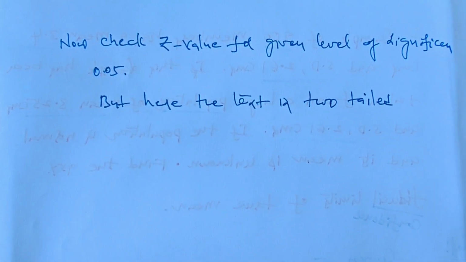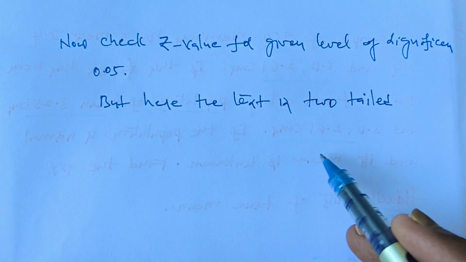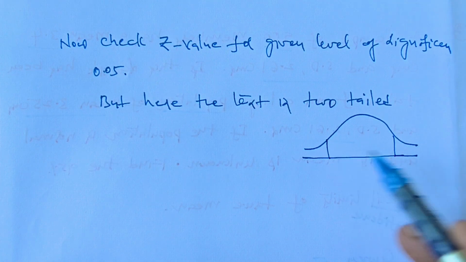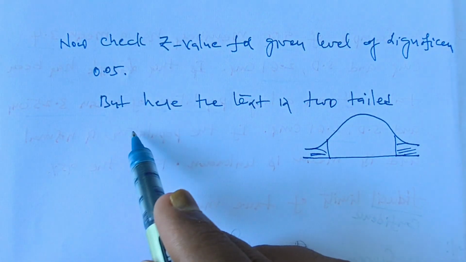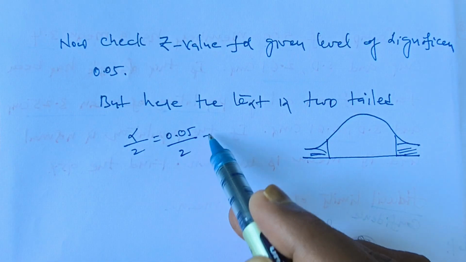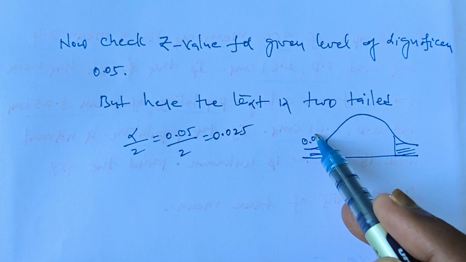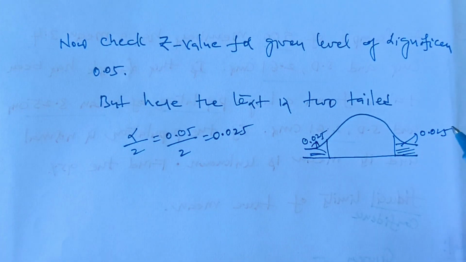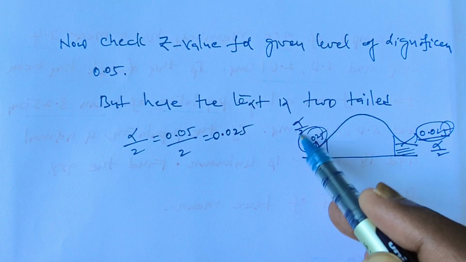But remember, here the test is a two-tailed test. Look at the graph, two-tailed test here. Two-tailed test means the level of significance lies on two tails of the given graph. So the level of significance 0.05 can be split into two parts. It can be 0.025, lying on the two side tails of this graph, 0.025, 0.025. Both can be denoted as alpha by 2. Okay.